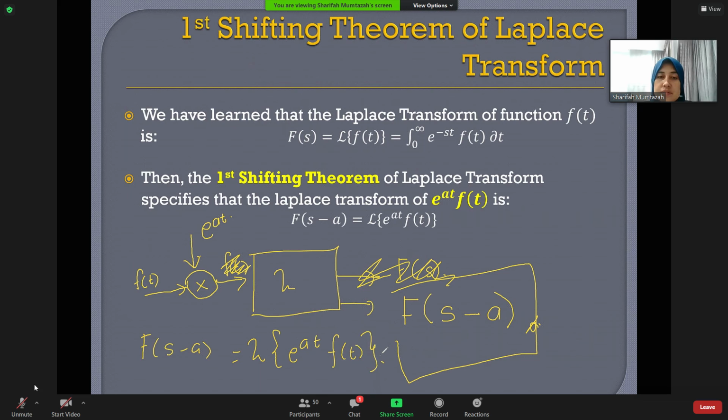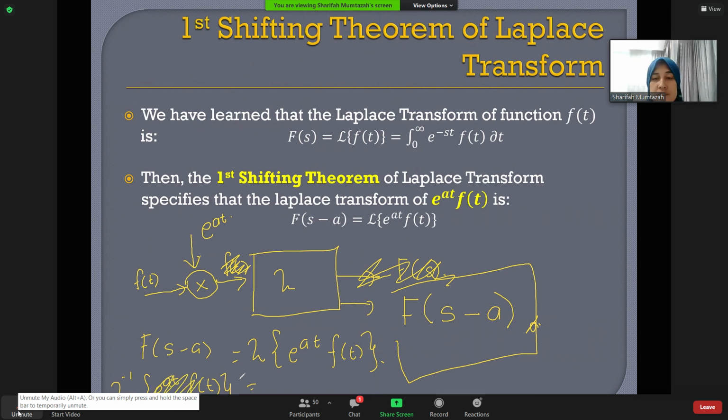Can you write this down? If you want to put the inverse of e to the power of at times f(t), the inverse of F(s minus a) is e to the power of at multiplied with f(t). All right, so write this down.